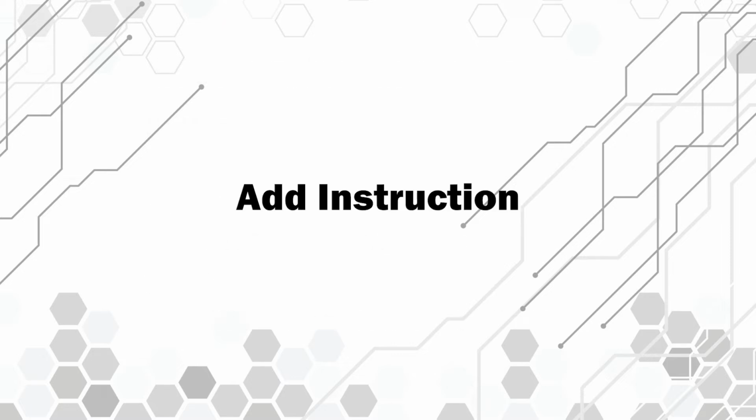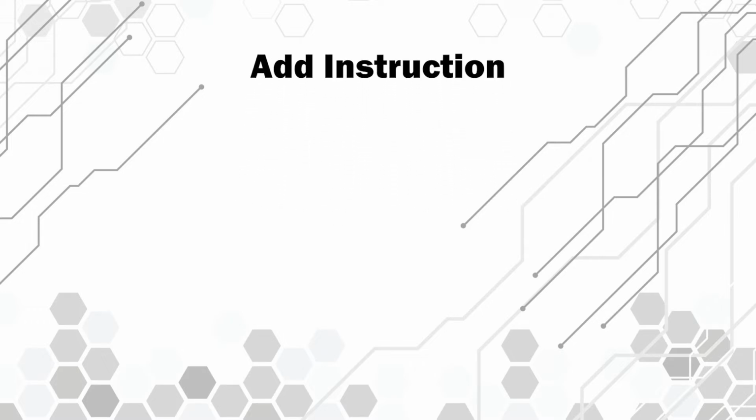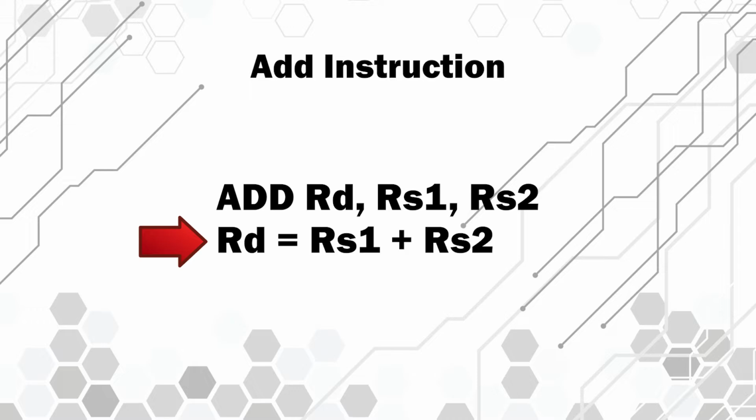Let's examine a very common instruction, the add instruction. Technically, this instruction isn't a part of our instruction set, but it is an instance of the ALU instruction. Let's examine what we need to do to implement this instruction. In assembly, a common way to write this instruction would be add rd rs1 rs2, which means add the values of rs1 and rs2, the two source registers, and store the result in rd, the destination register.